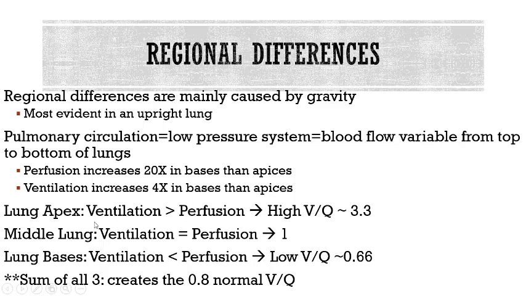So this shows exactly what I said earlier, just in another way. At your lung apex, your ventilation is greater than perfusion. It's a high VQ. The actual number is like 3.3. You guys do not need to memorize this, I'm just telling you. In the middle lung, the ventilation is going to equal perfusion. It equals 1 because they're equal. In the lung bases, ventilation is less than perfusion, so you have a low VQ. It's around 0.66. The average of these is going to give you that 0.8, which is your respiratory quotient from your alveolar air equation.